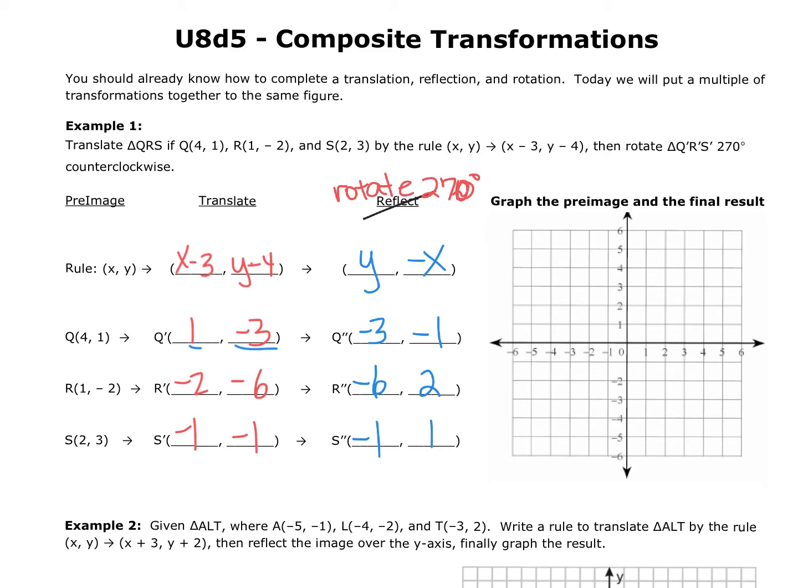So here we're going to graph our pre-image and the final result. So (1, negative 3) is our, I'm sorry, no, I need (4, 1). That's the Q. So (4, 1) is my Q, (1, negative 2) is the R, and (2, 3) is my S.